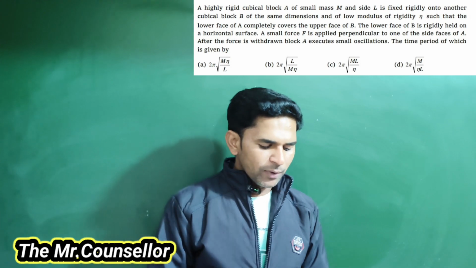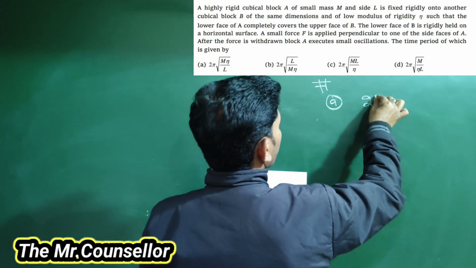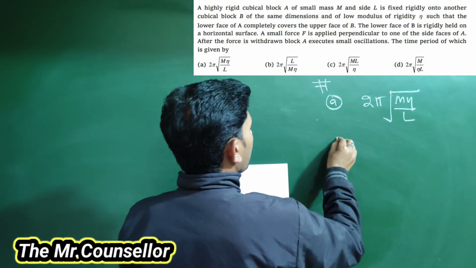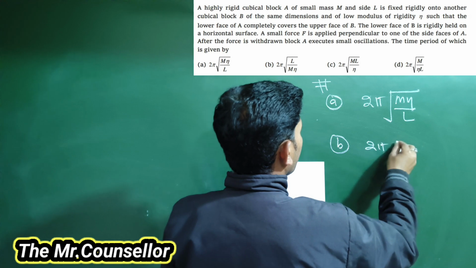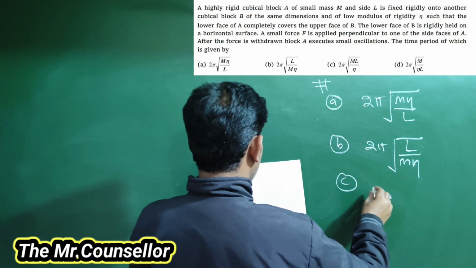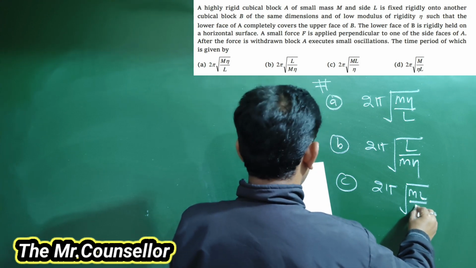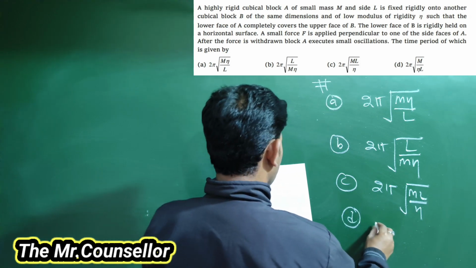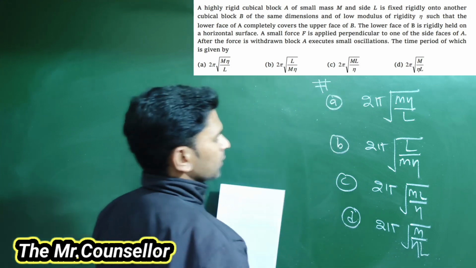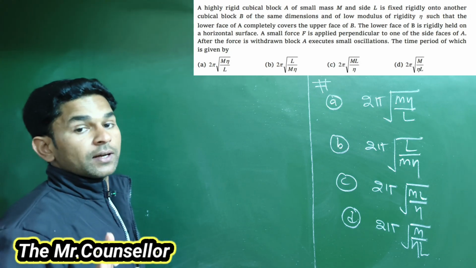Again, the options are: option A, 2 pi root m eta divided by L; option B, 2 pi root L over m eta; option C, 2 pi root mL upon eta; and option D, 2 pi root m upon eta L. So there are four options, and we need to check which is the correct option.